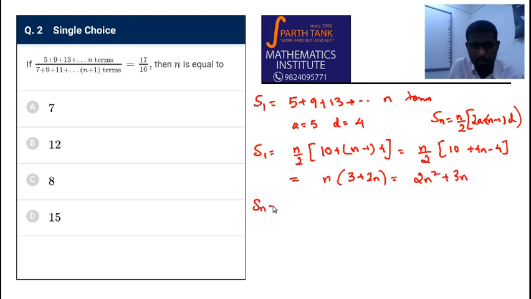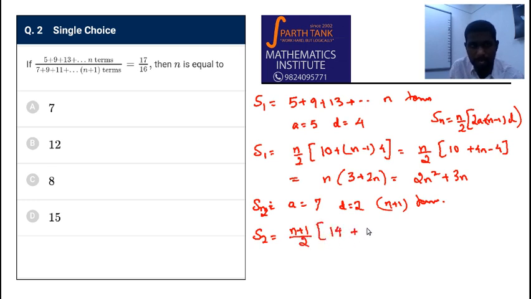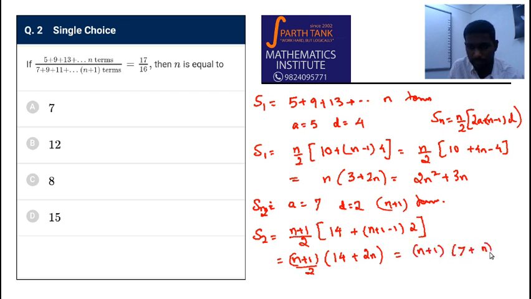Let us go to the denominator. Let's say this is S2. This is an AP with a equal to 7, d equal to 2 and n plus 1 terms. So S2 is (n plus 1) upon 2 times (14 plus (n plus 1 minus 1) into d, where d is 2). Therefore I get (n plus 1) upon 2 into (14 plus 2n), or the 2 can be cancelled. I get (n plus 1) into (7 plus n), or this is n squared plus 8n plus 7.